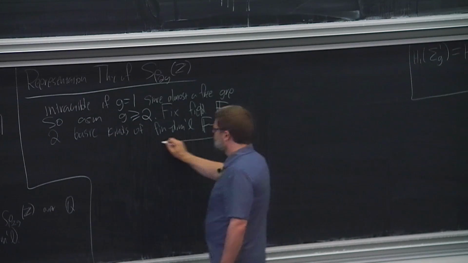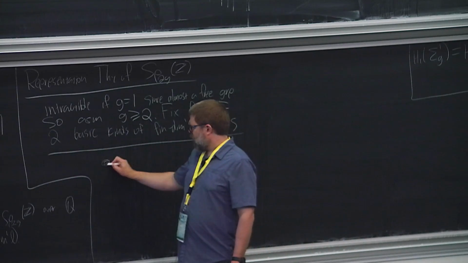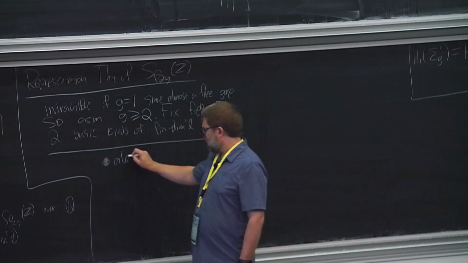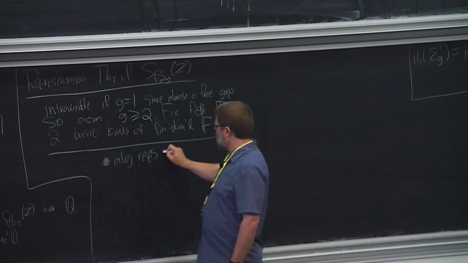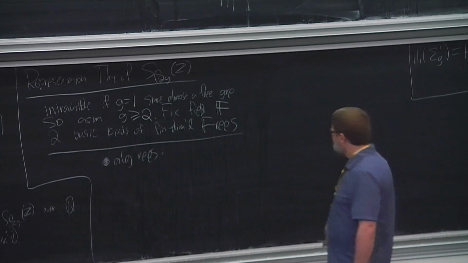F reps, OK? So the first kind are the algebraic ones. So the algebraic representations. So these, what are they? These are actually representations of the algebraic group.